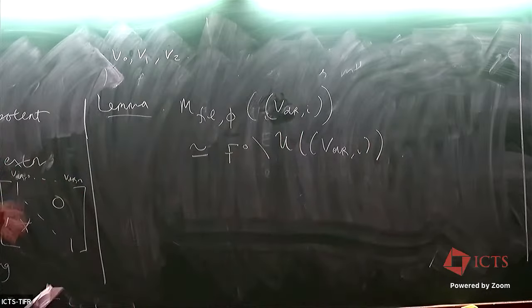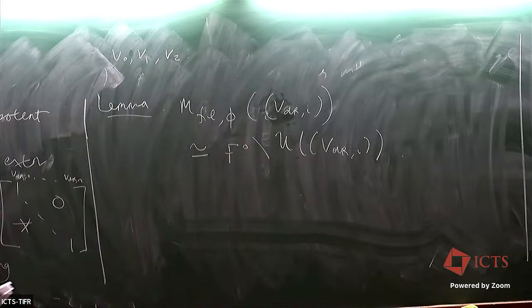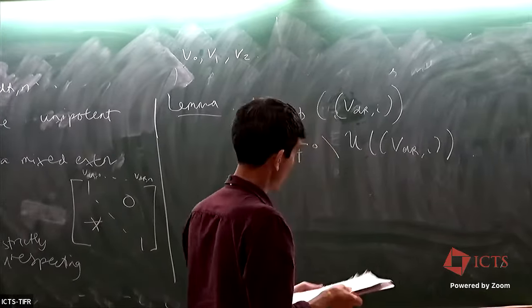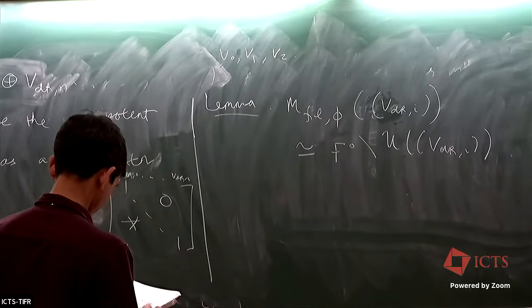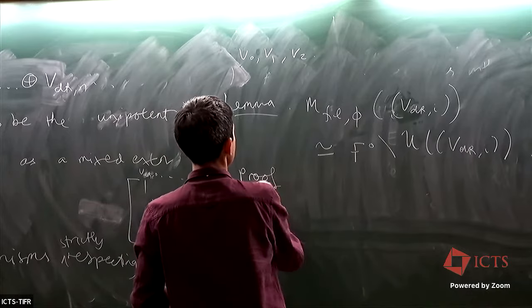So this is like the non-abelian analog of V_dR. So when n equals 1, this U of V_dR, I is just V_dR, 1. And then we quotient by F naught to get the space of mixed extensions. Now we get this coset space in a unipotent group. So the proof is exactly the same.